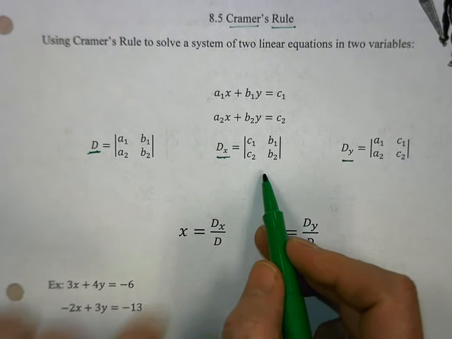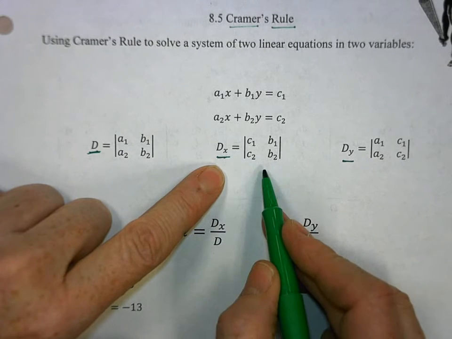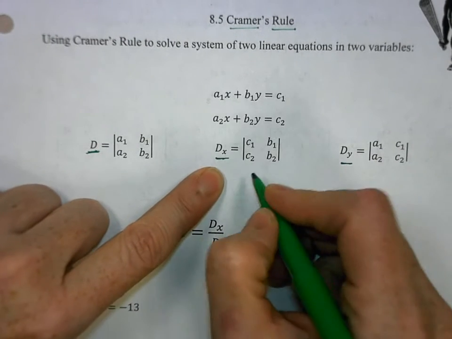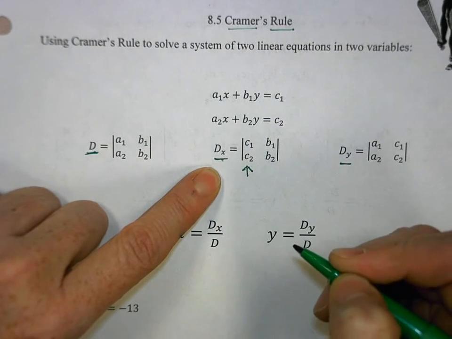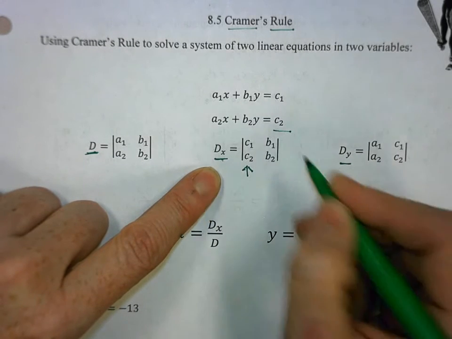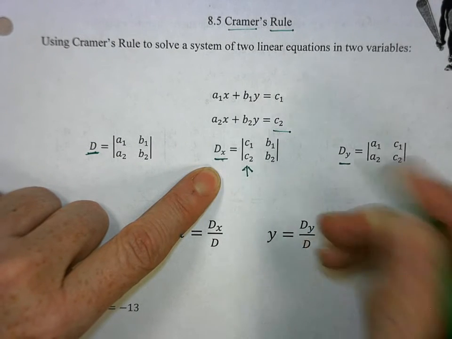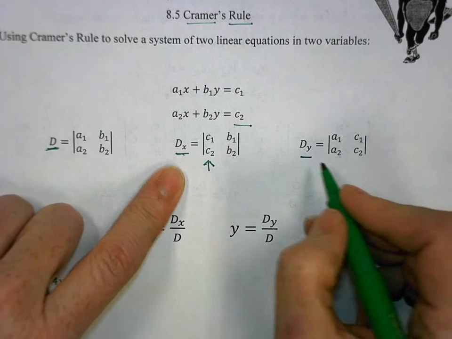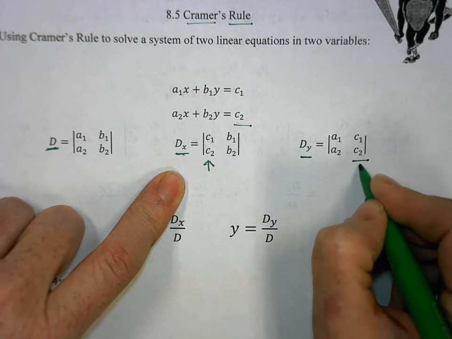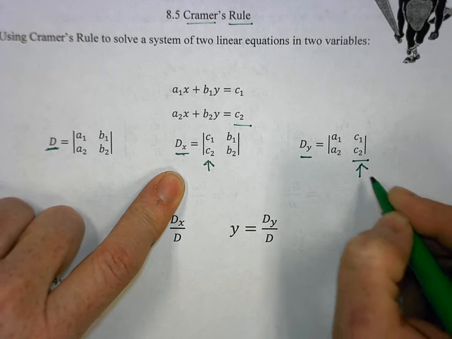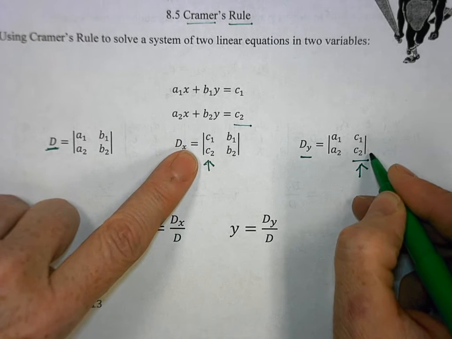What D of x does is, when I want to find this determinant, I need to change the matrix. And what do I change? It's D of x. So instead of the x column, I put in the answer, the column matrix, C1 and C2. And as you would guess, for D of y, instead of where the y variable normally goes, I replace that with the same C1, C2.